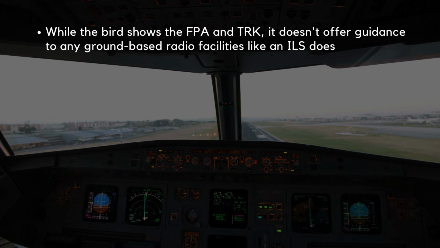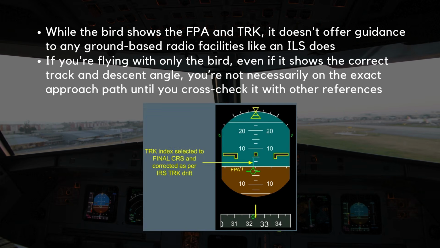Keep in mind, however, that while the bird shows the flight path angle and track, it doesn't offer guidance to any ground-based radio facilities, like an ILS does. So, if you're flying with only the bird, even if it shows the correct track and descent angle, you're not necessarily on the exact approach path until you cross-check it with other references.